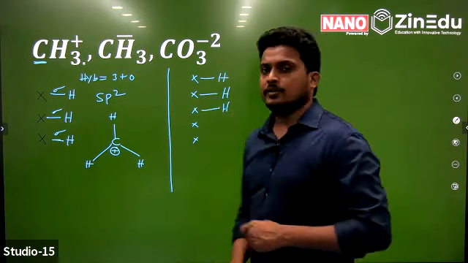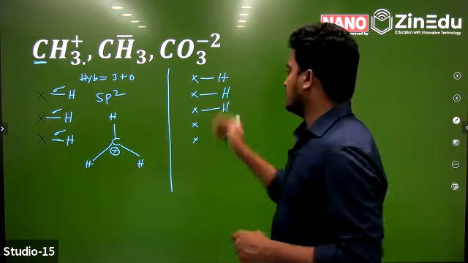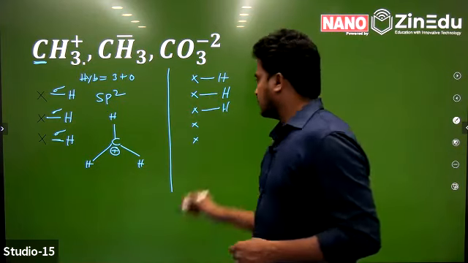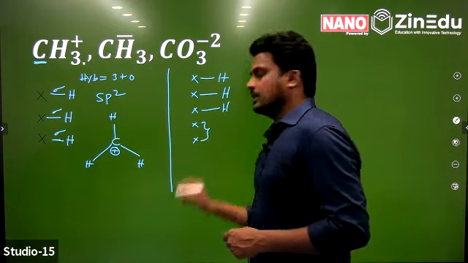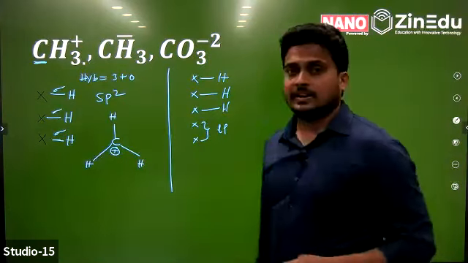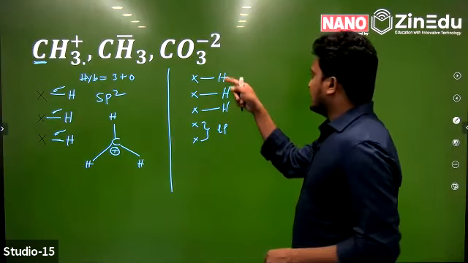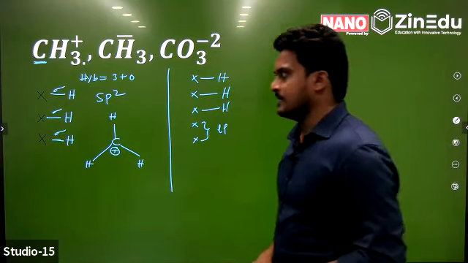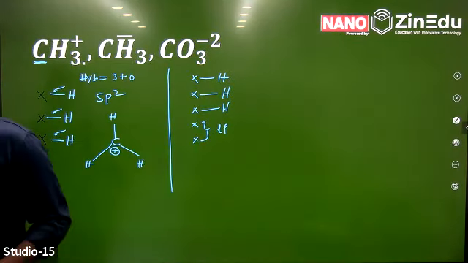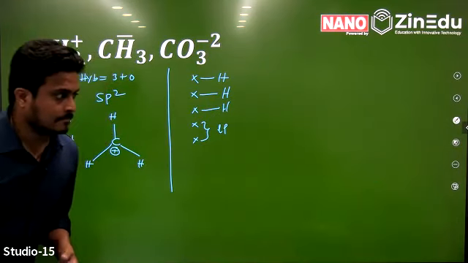Three electrons of carbon form 3 sigma bonds with the 3 hydrogens. Here we have 2 electrons. These 2 electrons are collectively called a lone pair. Most important one. Now tell me, how many sigma bonds and how many lone pairs are there in CH3 minus? 3 sigma bonds, 1 lone pair.